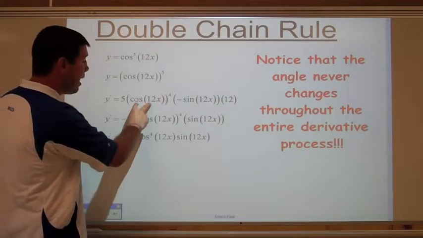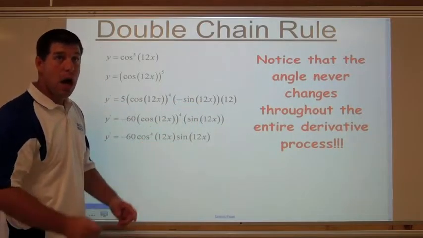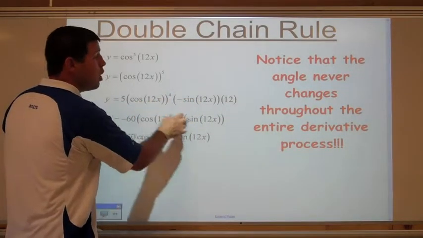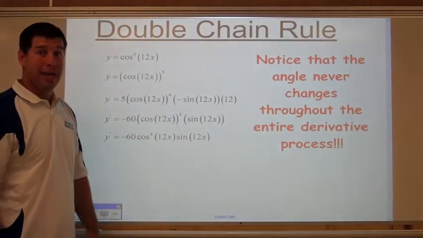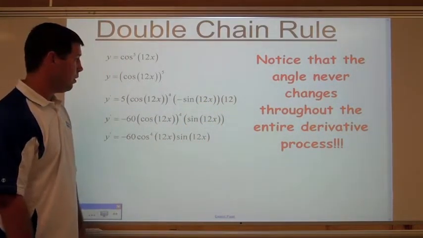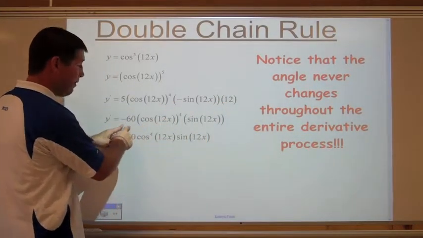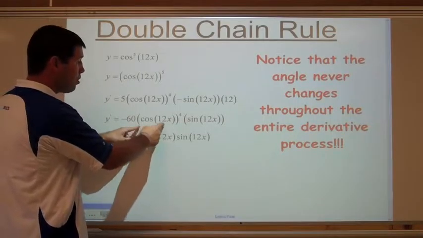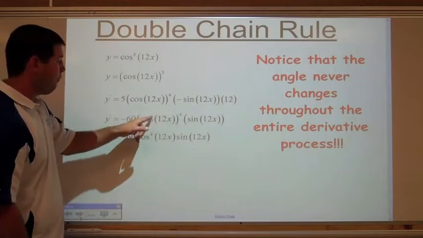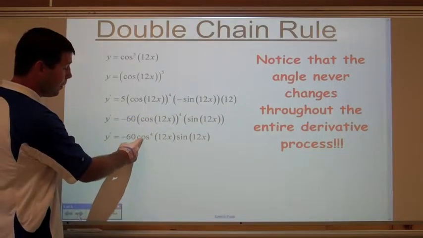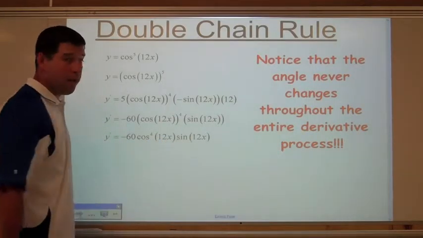Well, the derivative of what's inside, you got cosine of 12x, so negative sine of 12x. Now when you derive this, you also have to apply the chain rule again. So multiply by the derivative of the angle, where you get a 12 again. Then you simplify it. 5 times negative 12, negative 60 out front. Cosine of 12x to the fourth, sine of 12x. And to clear up these parentheses, bring your 4 inside here. Negative 60, cosine to the fourth, just the regular trig notation. 12x times sine of 12x.